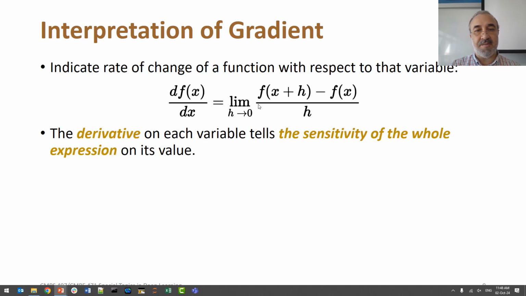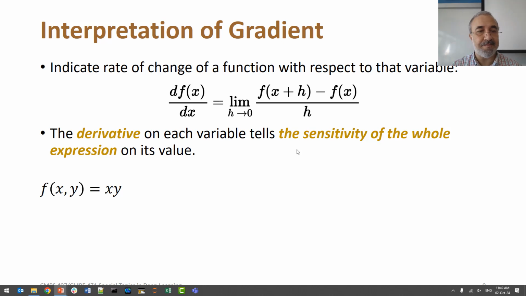Remember this definition. The gradient is the limit of the small change, when that small change tends to 0, of the change of the function. The meaning of it is that we want to know, if we change every parameter, what would be the effect on the function. So it tells us something about the sensitivity of the expression, or the sensitivity of the function, when we change every parameter.